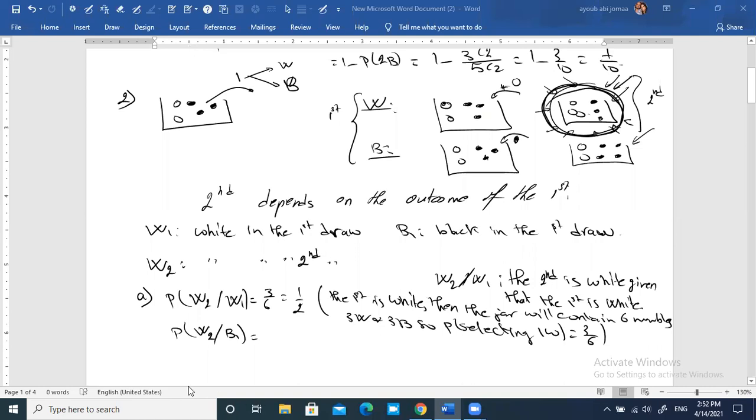W2 given that B1, the first one is black. Now the jar will contain 2 white and 4 black. When you select one marble from here, the probability of getting white will be 2/6. Then we have 2 white marbles. What will be the probability of W2?